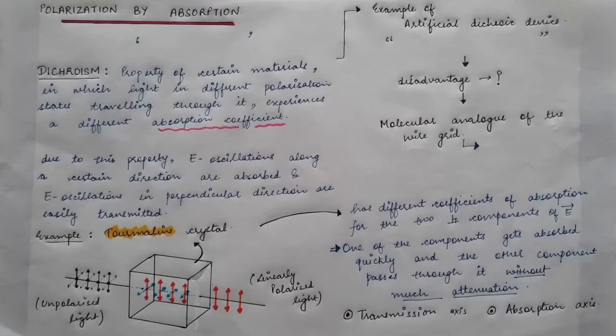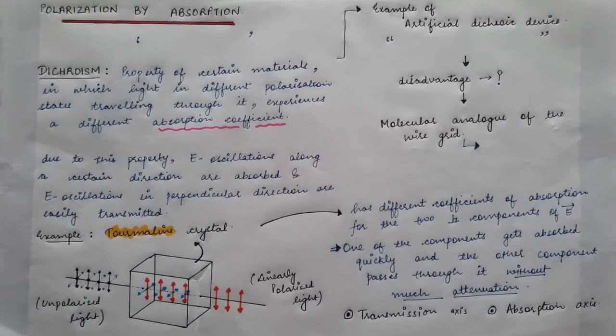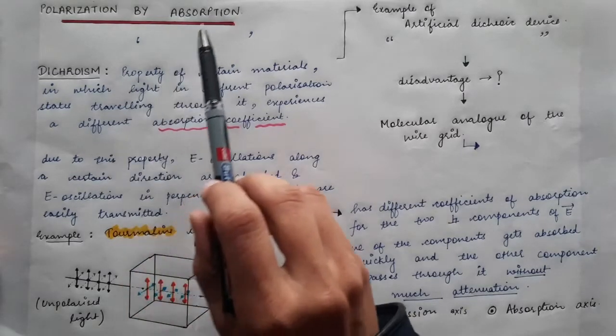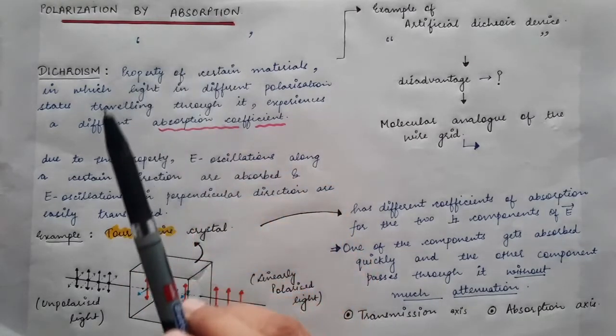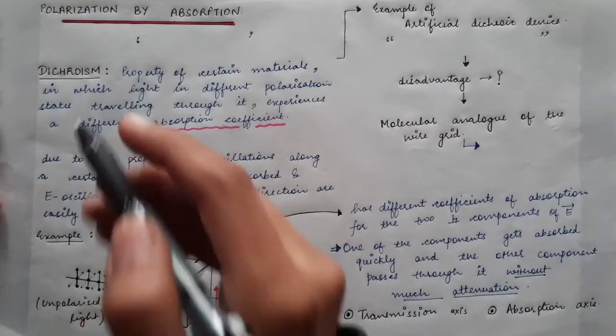The next method of obtaining polarized light is polarization by absorption. In the previous lecture we discussed obtaining polarized light by reflection, and then by refraction, and the third method we are going to use to obtain polarized light is by absorption. The term we will use here is selective absorption.